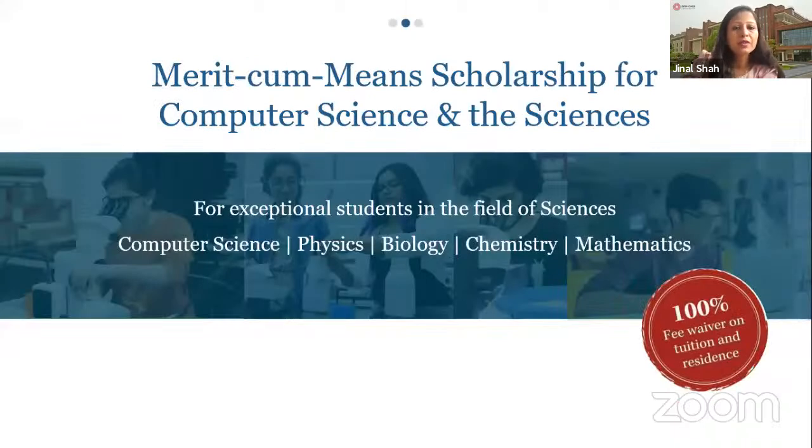Merit cum means scholarship for computer sciences and the sciences. So if you're a student who is currently interested in science-based careers or majors, which is physics, biology, chemistry, mathematics, or computer science, then these are the programs that you're looking at. Then you can apply for a merit cum means scholarship at Ashoka. Again, this stage comes in after you've received an offer letter from Ashoka. By default, if you've written these programs as your options in terms of your intended majors, then you receive an invite for a merit cum means scholarship and you can apply.